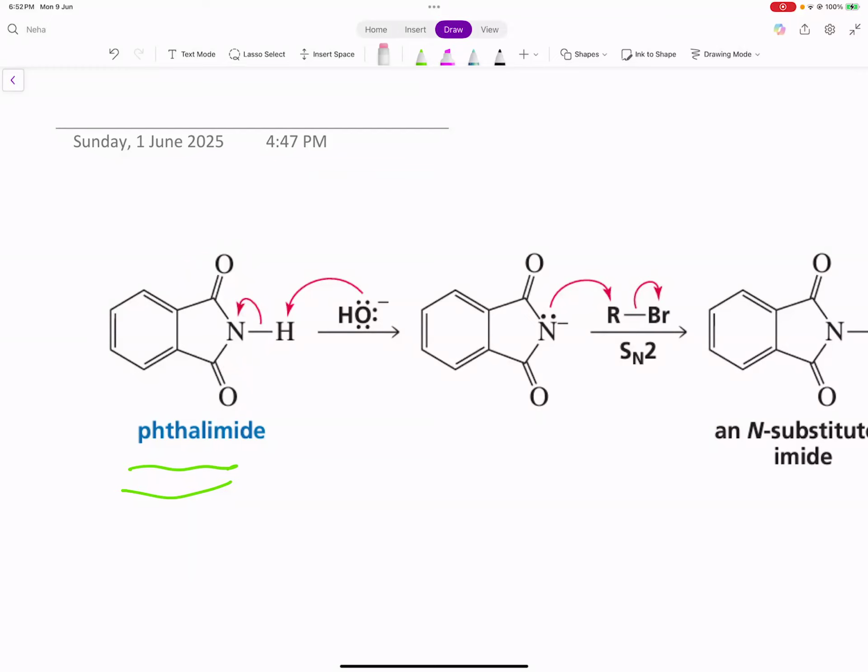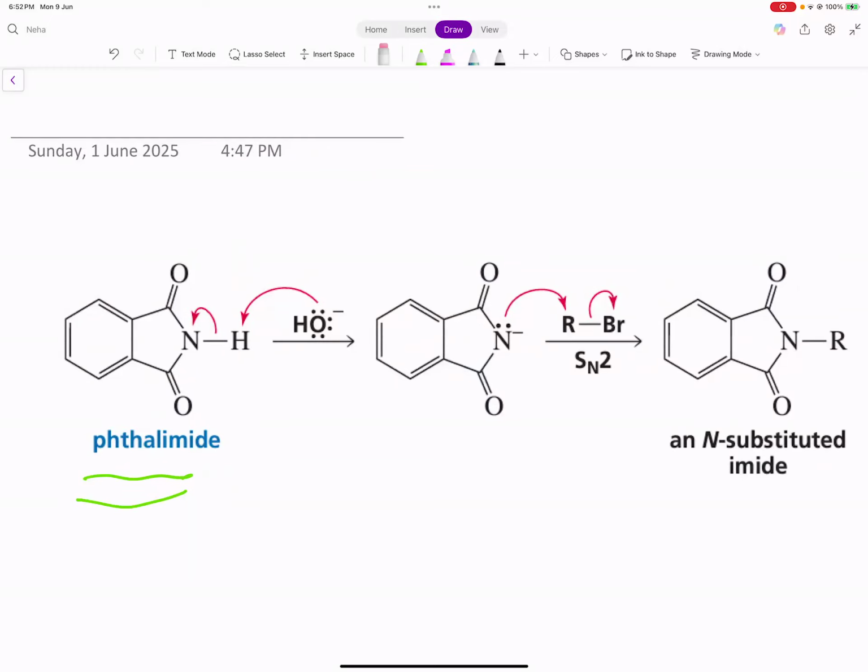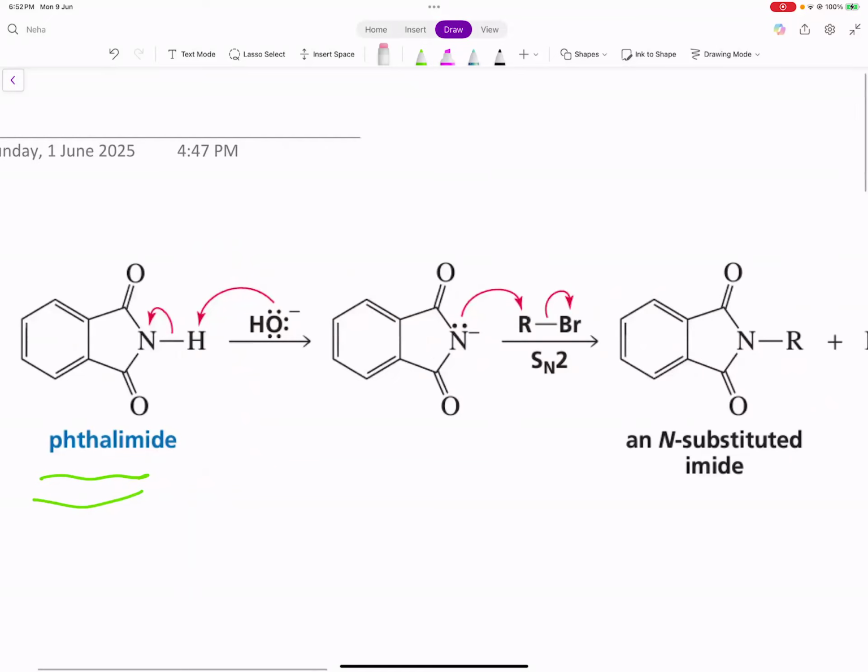Now, the first step is fairly clear. This base has picked up this most acidic proton. Why? Because after losing the proton, this N minus is immediately resonance stabilized, right? Because the N negative can be delocalized to both sides. So that is why it is a good acid. Because I can draw it like this also, O minus double bond, and on this side also. Got it?